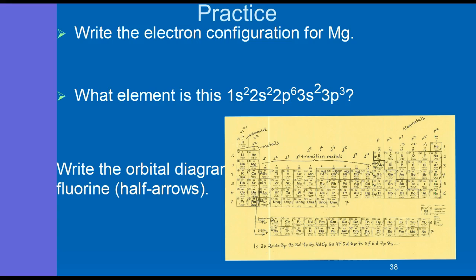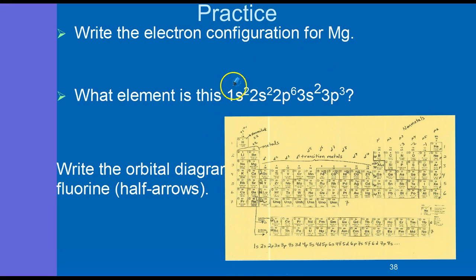So let's do some practice. Write the electron configuration for magnesium. Magnesium ends in 3s2, so I would look at my chart and go 1s2, 2s2, then after 2s2 comes 2p6, and then after the 2p6 comes 3s2. All of those superscripts should add up to its element number, which is 12. So 2 plus 2 is 4, plus 6 is 10, and then 2 more makes 12.